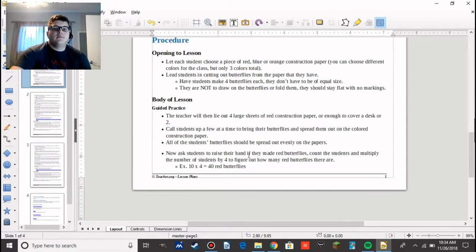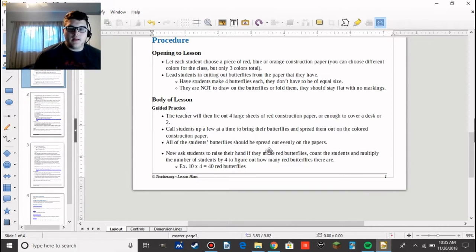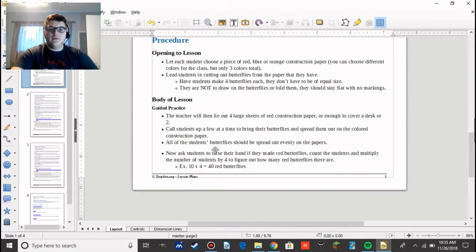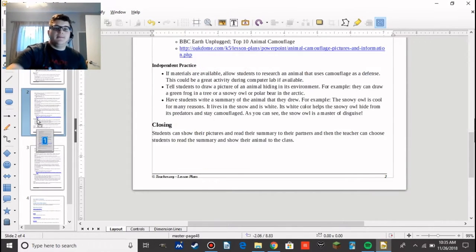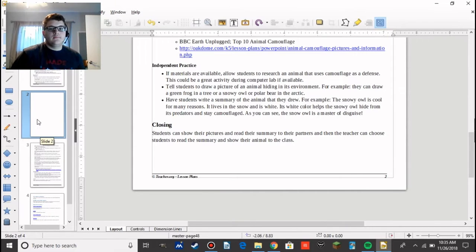Now ask the students to raise their hand if they made red butterflies. Count the students and multiply by 4. Okay, that's understandable. Unless you've previously made it, in which case you know how many butterflies there are already if you made the butterflies yourself. So it really depends on how you do it.